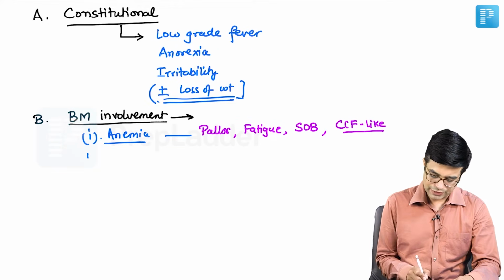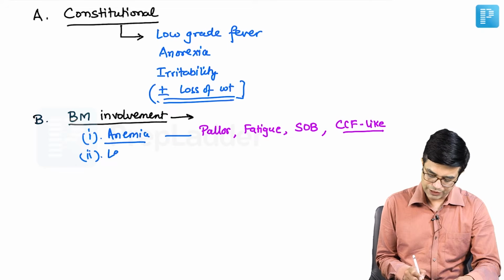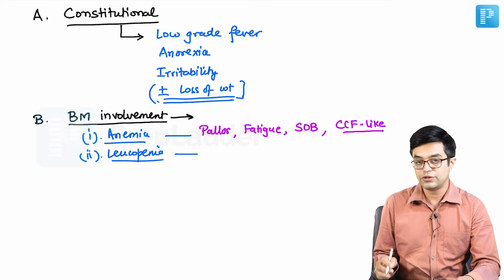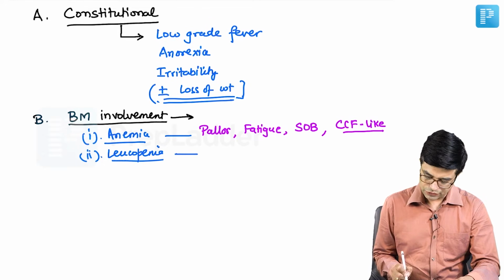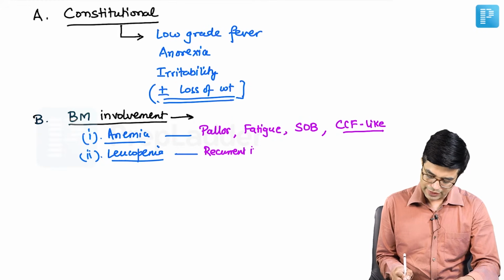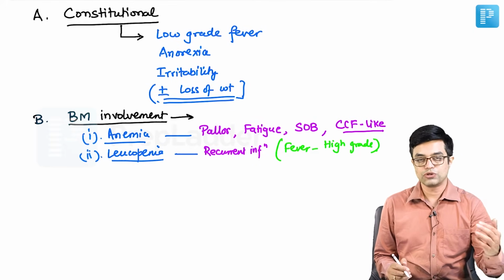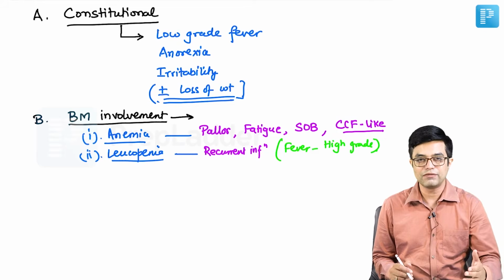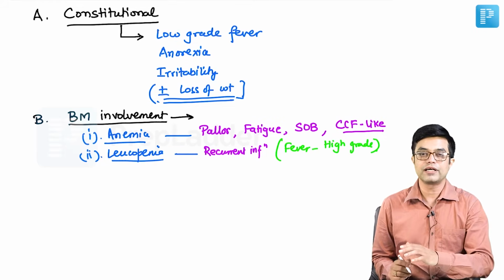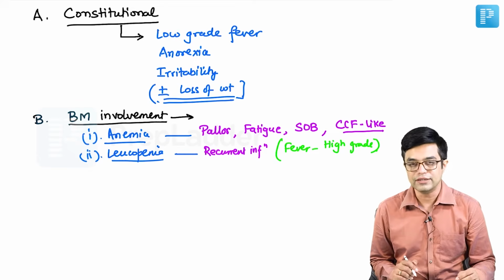In case the patients develop leukopenia, which is not consistently seen, but if the leukopenia is significant and severe and it involves neutrophils, you will have features of recurrent infections being predominant. And when there are recurrent infections, the fever episodes will be high grade. So low grade fever is usually present as a part of constitutional symptom. High grade fever, spiking fever, fever with chills will be reflective of recurrent infections occurring in these patients.